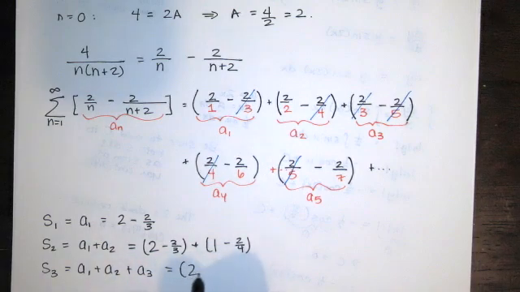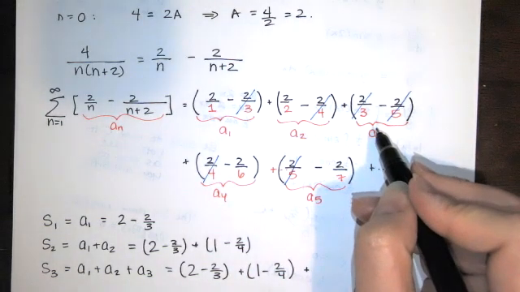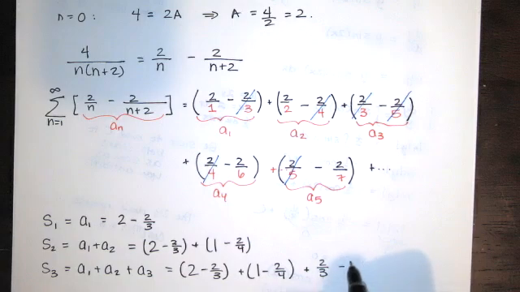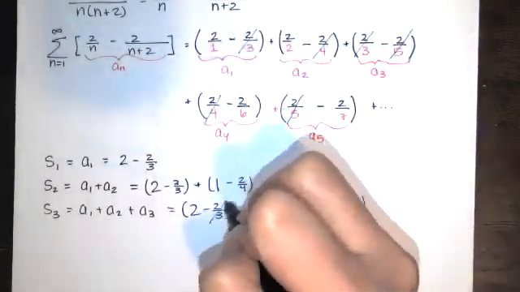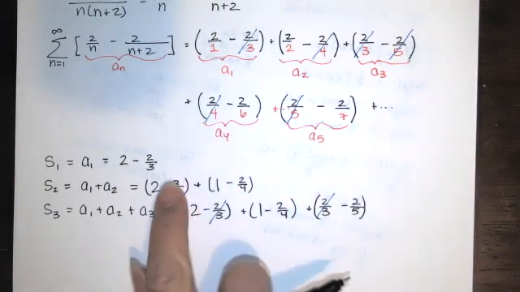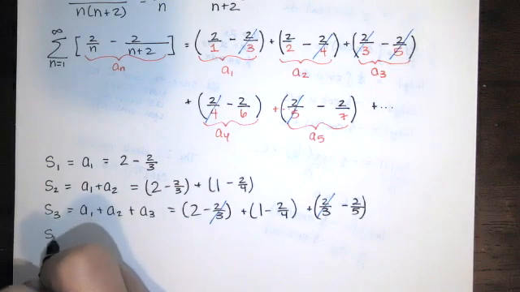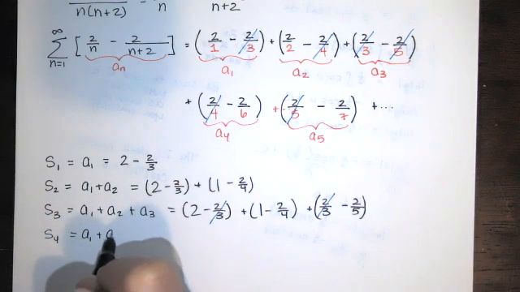With S sub 3, though, this is what we have. We've got 2 minus 2/3 plus 1 minus 2/4. And then with a sub 3, we have positive 2/3 minus 2/5. And that's where we start to see some of those cancellations. Notice we have 1, 2, 3, 4 terms there if we drop the parentheses. We can think of this as 1, 2, 3, 4 terms as well. So I think we're going to have 4 terms every time. Let's see if the pattern continues.